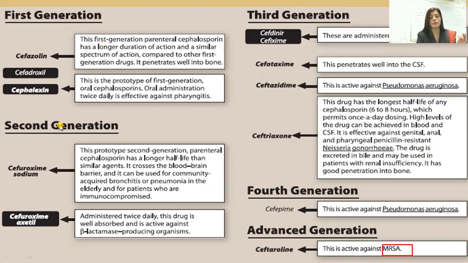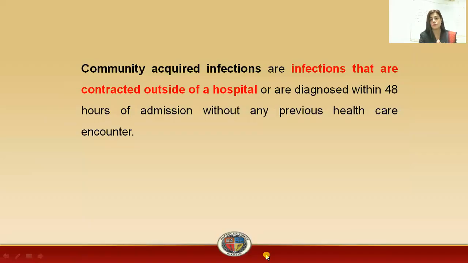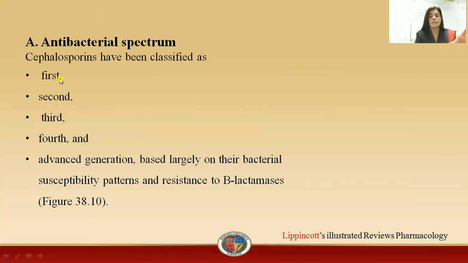Now, these cephalosporins are classified into 5 generations. The first generation, second generation, third generation, fourth generation, and the advanced generation, which is the latest generation of these cephalosporins. In this chapter, you will read the term community-acquired infection. Now, what is community-acquired infection? This is an infection that is encountered from outside the hospital, from the general environment, or this is an infection that is encountered or diagnosed within 48 hours of admission without any previous encounter of the healthcare system or the hospital.